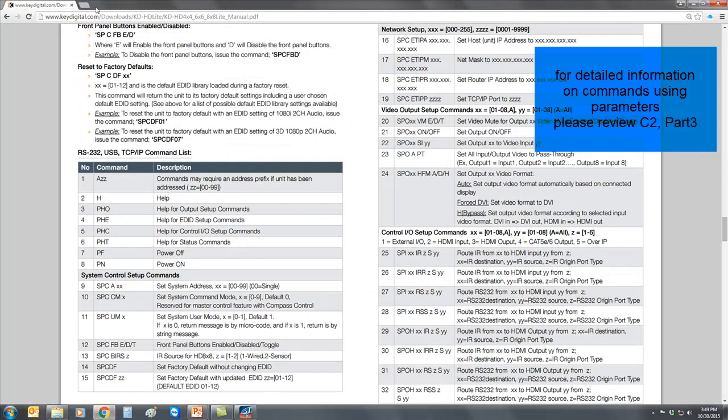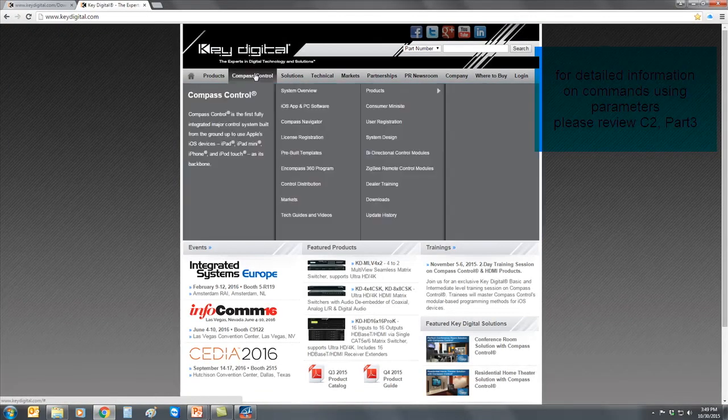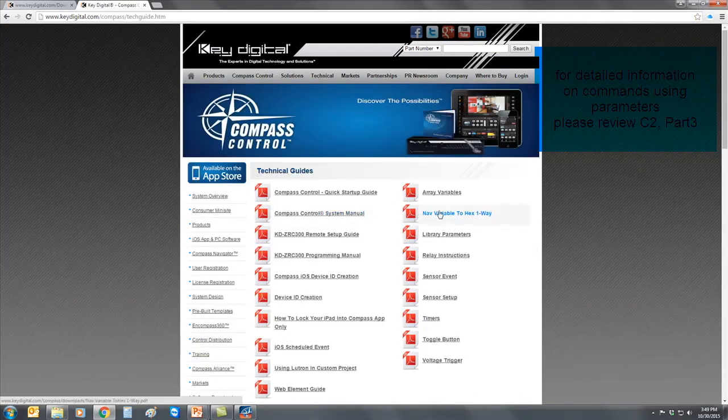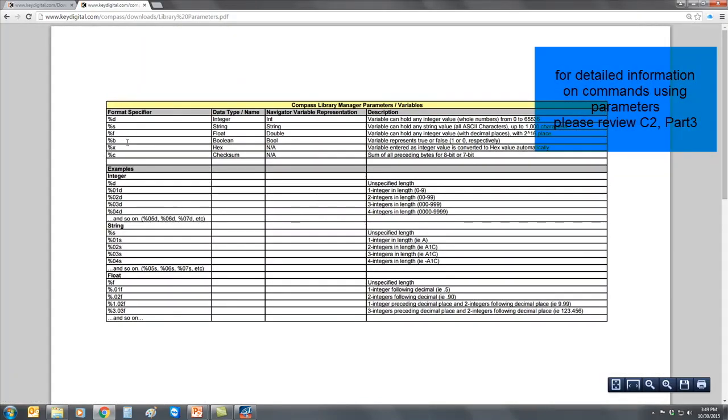And again, as a quick review, if I go to Key Digital, to the Compass Control section, we have tech guides and videos. And here we have our library parameters. So XX and YY. This is a way that I could tell my software we have a fill in the blank here, and what format is it? Percentage means we have a fill in the blank here. D means integer, whole numbers. Any value from 0 to 65,536.